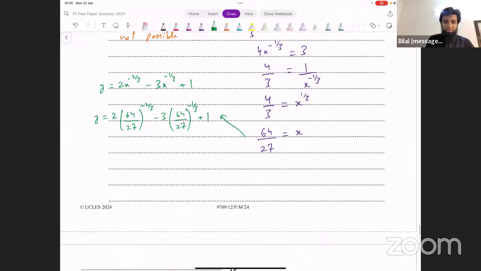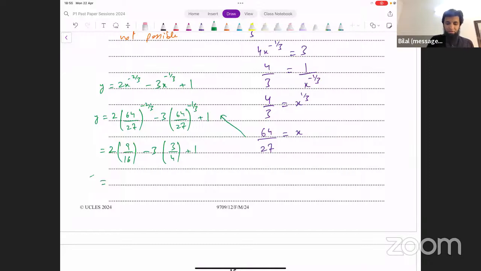Okay, now calculate it step by step. What's the first thing that you get from this? 64 over 27 raised to the power minus 2 over 3. That's 9 over 16. 2 into 9 over 16 minus 3 into, when they want an exact answer, it's better to show as much working as possible to show how exactly you're getting that result at the end. 64 over 27 raised to the power minus 1 over 3, and that's giving me 3 over 4 plus 1.